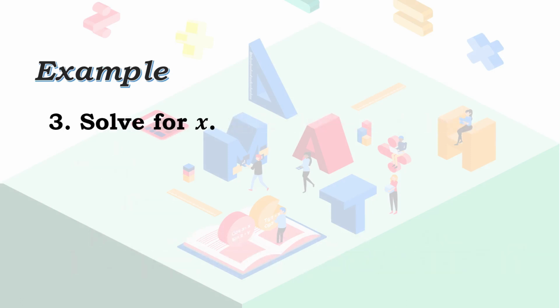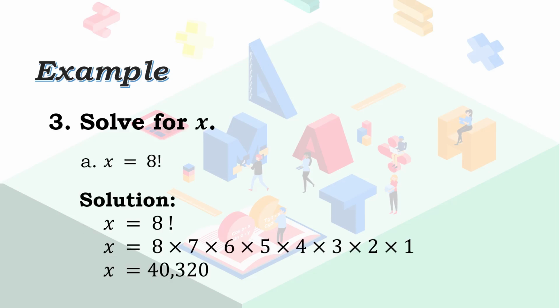For example number 3, we have to solve for x, or the value of x. So we have letter A, B, and C. For letter A, we have x is equal to 8 factorial. For us to get the value of x, we have to get the value of 8 factorial, which is 40,320.